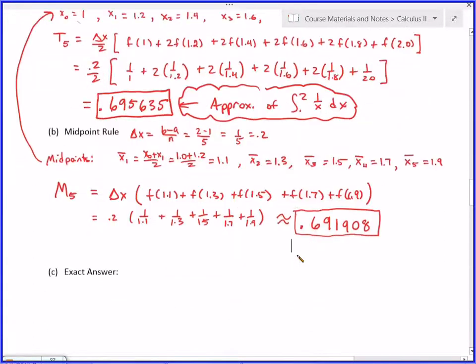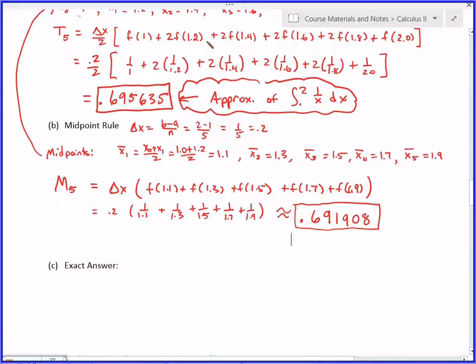Now the question is, those are two different answers. Which do you think is better? Which one would we prefer to use? They're two completely different rules. Well, in this case, and the reason we're introducing this is that this is not always something we can do, but we can actually find this integral. This one we could check the exact answer and just see how far away we are. What is the integral from 1 to 2 of 1 over x dx?